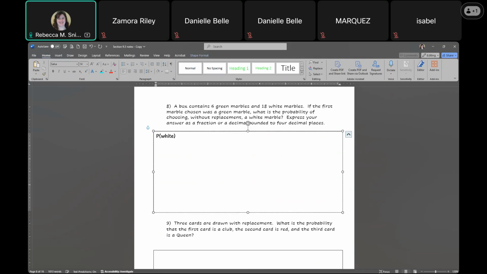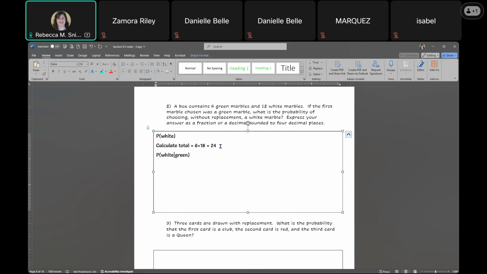So for this one, the first thing you have to do is calculate a total. And we do that by taking your 6 marbles plus your 18 marbles. And so here, this is going to give you 24 marbles total, and that's what you want to pay attention to. Now, the other thing that we know is that in order to calculate the probability of my white marble, this occurs given that my green one was chosen first.